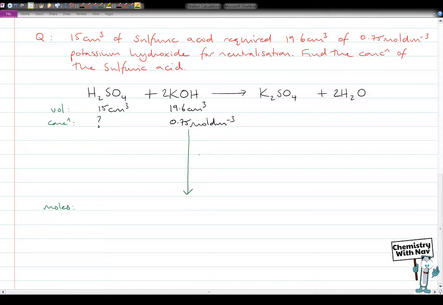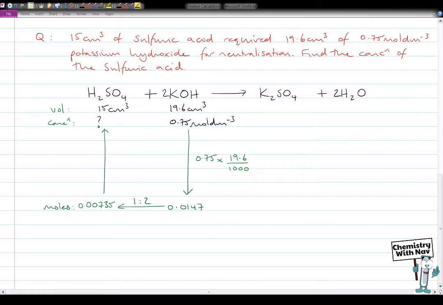So the number of moles is going to be concentration times volume, so that's 0.75 times 19.6 over 1000, and that comes to 0.0147. Now this time there is a 2-to-1 ratio from the KOH to the H2SO4. So following the arrow from the start to the finish, it's going from 2 portions down to 1. So I'm going to divide that number by 2. And that gives me 0.00735.